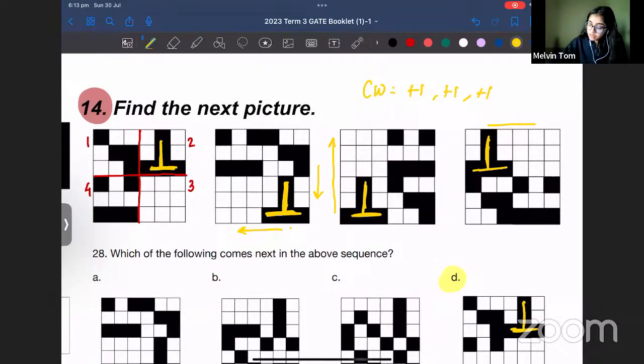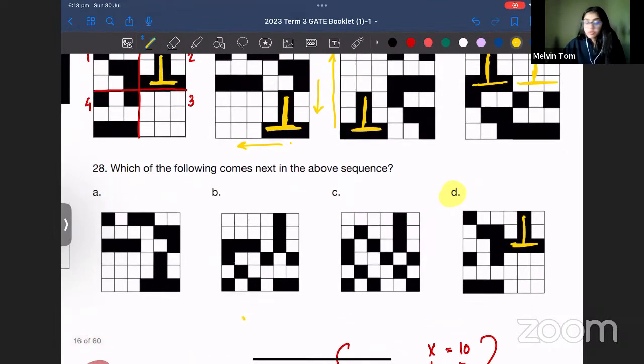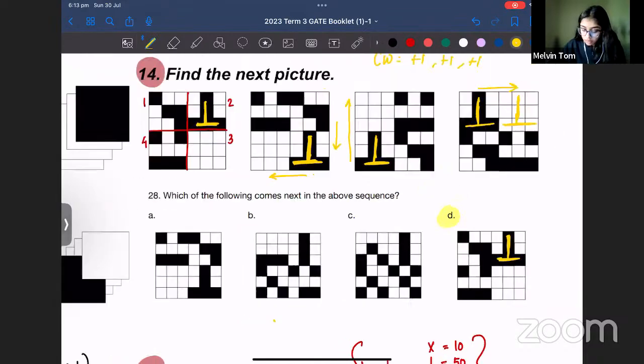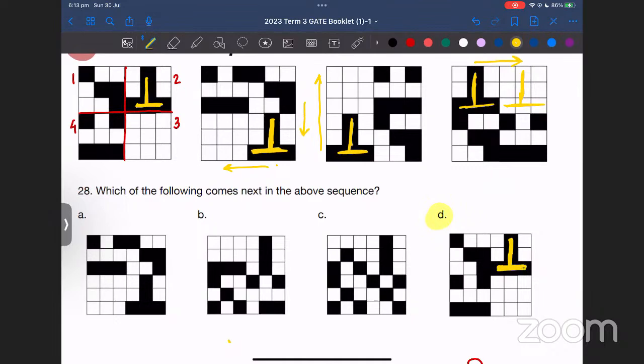Plus 1, plus 1, plus 1. So the next image, the next place where this is going to be is in the second quadrant, right over here. And option D is the only option where the T is in quadrant number 2. Right there. This is fairly straightforward.